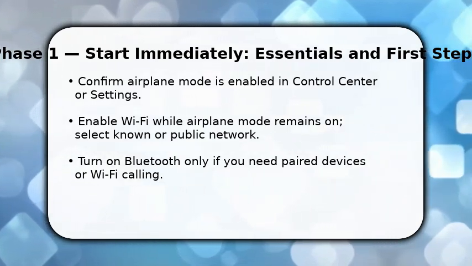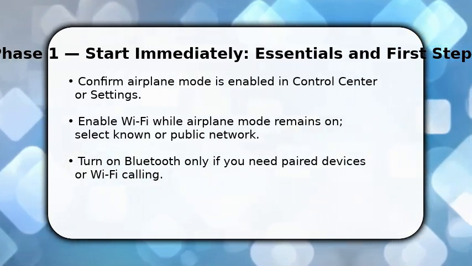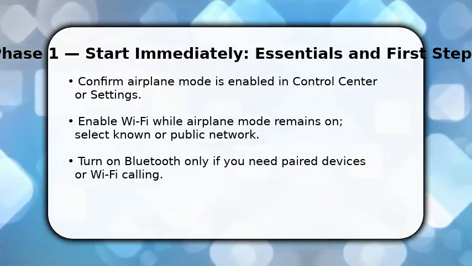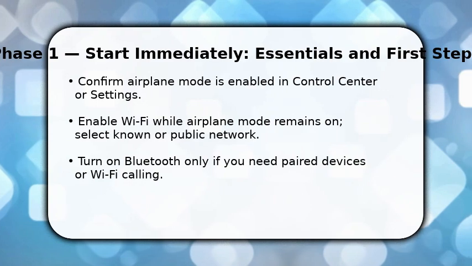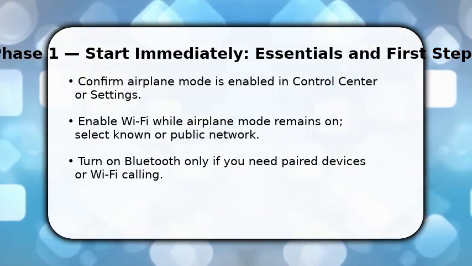This separates radio functions. You do this because airlines require radio shutdown but allow Wi-Fi. Enabling Wi-Fi while in airplane mode keeps cellular radios off. If you need headphones or a keyboard, enable Bluetooth next. Make sure to pair before takeoff when possible.